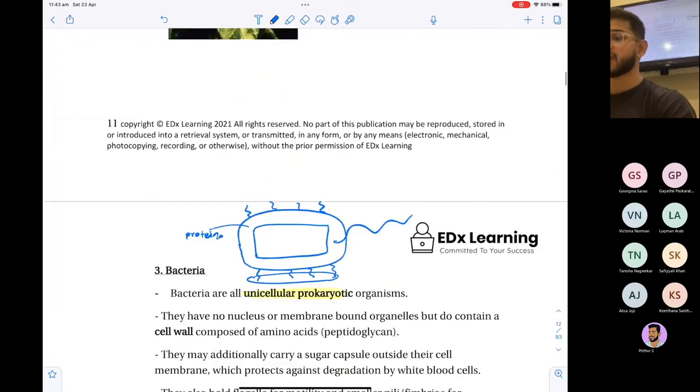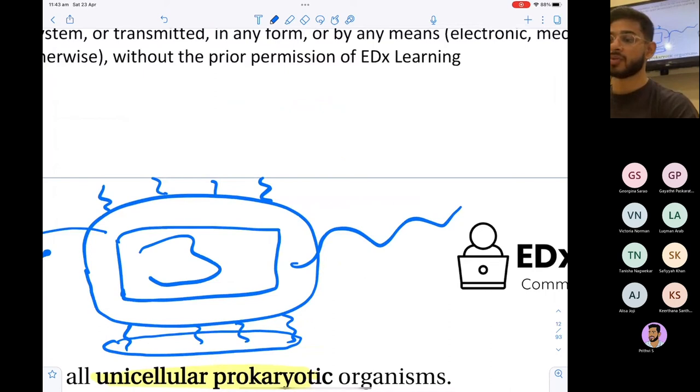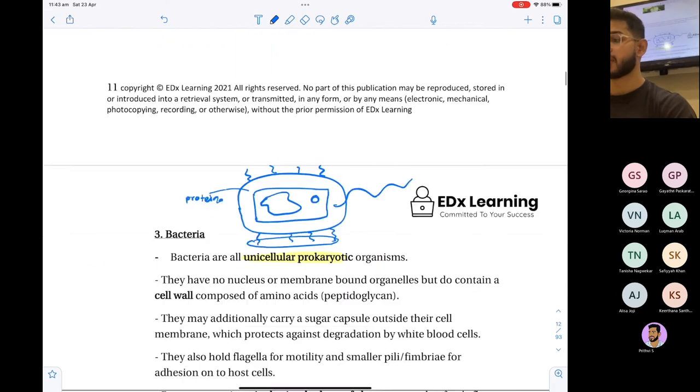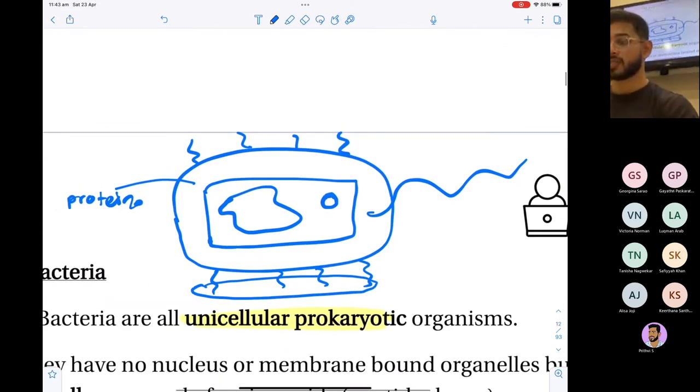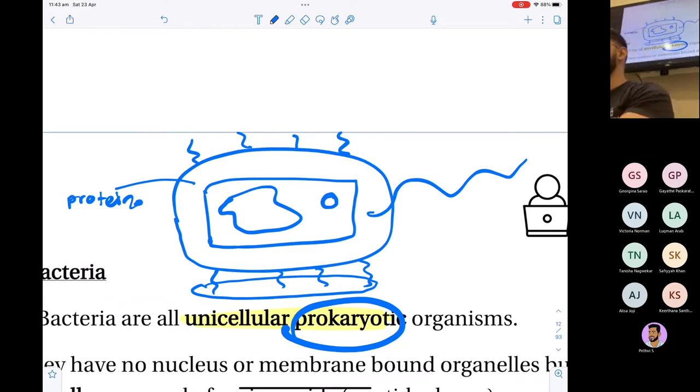Okay, remember they also have one big chromosome. That's a circle, and then plasmid DNA as well. Okay? Yeah, another very good point. Since they're prokaryotic, the only organelle they have are ribosomes. Ribosomes are the only ones that don't have a membrane over the surface of that organelle. Okay? Very good. Any questions so far?